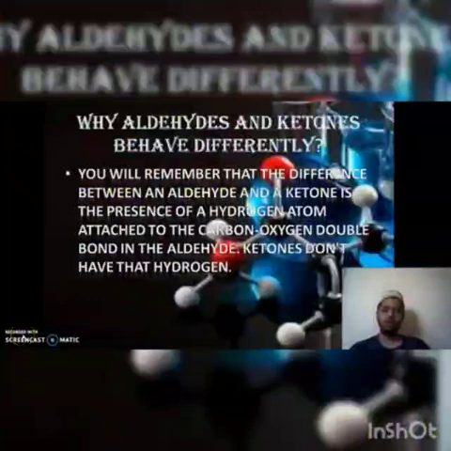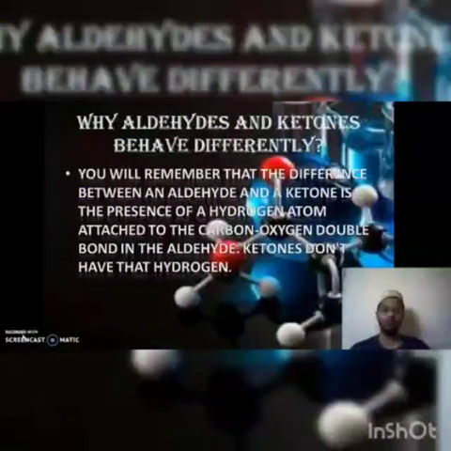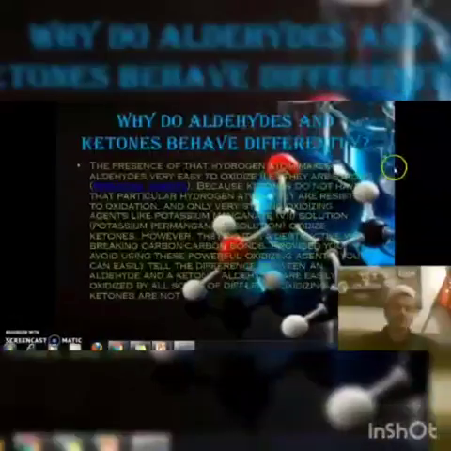Now, let us look at why aldehydes and ketones behave differently. We all know that the difference between aldehyde and ketone is the presence of a hydrogen atom attached to the carbon-oxygen double bond in the aldehyde. Ketones don't have that hydrogen. Instead, ketones have another R group, which can be any other substituent attached to it. This is the main reason why aldehydes and ketones react and behave differently.